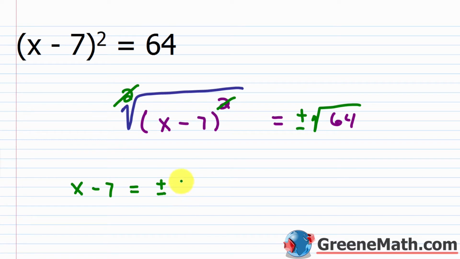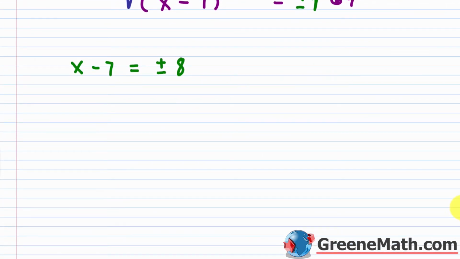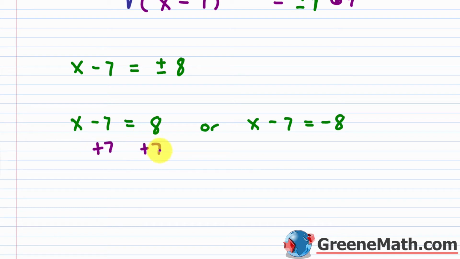Now, we're not done. So in this particular case, I've got to break this up and look at both solutions. So I've got to say that x minus 7 could be equal to positive 8, or x minus 7 could be equal to negative 8. Okay? So I'm going to solve each equation here. So I add 7 to each side of the equation. I get x is equal to 15. Or I add 7 to each side of the equation, and I get x is equal to -1.